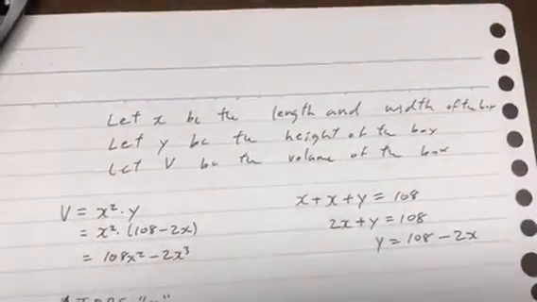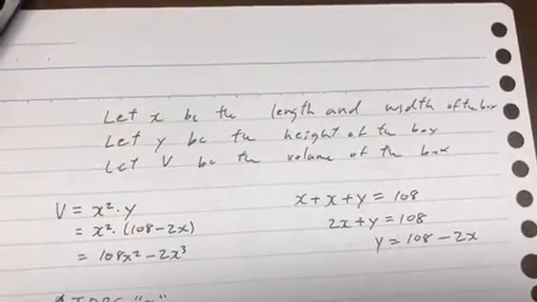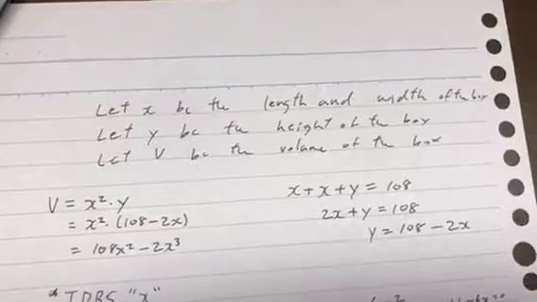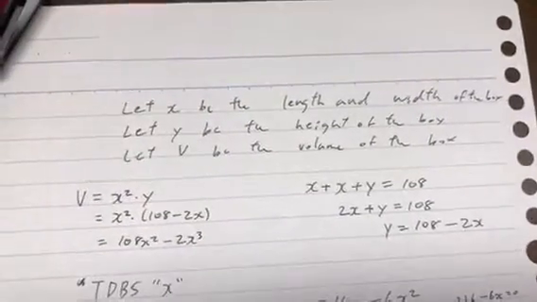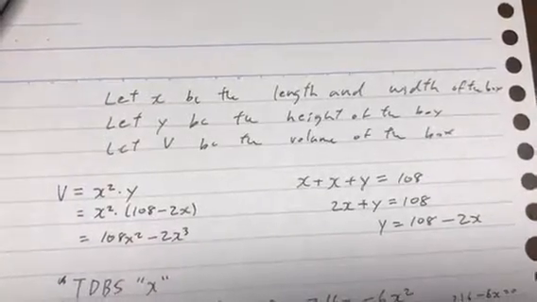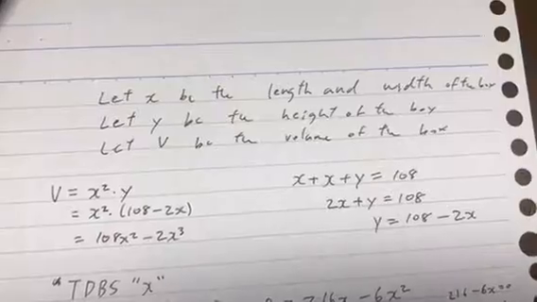And to keep the video under 5 minutes, I've already written out my solution. And so I let x be the length and the width of the box. And we can assign the same variable for the length and width since we are talking about a square-based box. And I let y be the height of the box and v be the volume of the box.